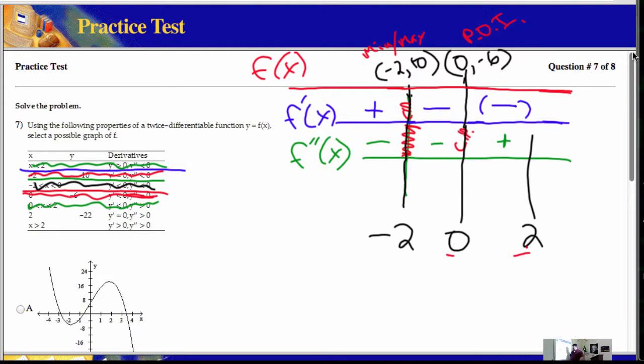Then it tells us that when x equals 2, then we've got y equals -22. Is that right so far? Yeah. Okay. So then, is there any other information on that? y prime is 0 when x equals 2. So that means that this is a critical point here. So that's a possible min or max. We're not sure yet, okay?